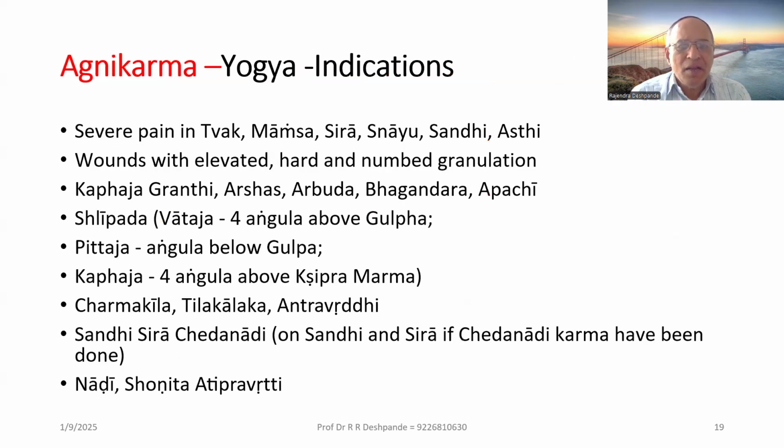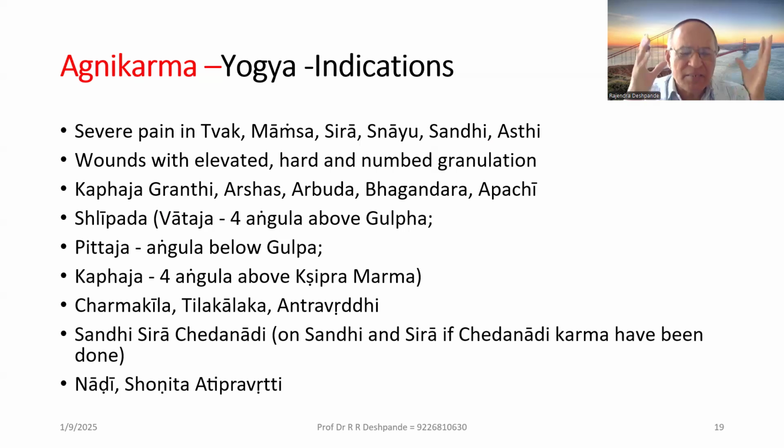Now, Agnikarma. Who is able, or where can we do Agnikarma? In which patients can we do Agnikarma? These are the Yogya patients, the proper patients. So these are the indications for doing Agnikarma or cautery chikitsa. Number one, severe pain at the level of Tvaka (skin), mamsa (muscle), blood vessels, Snayu, Sandhi, and Asthi.